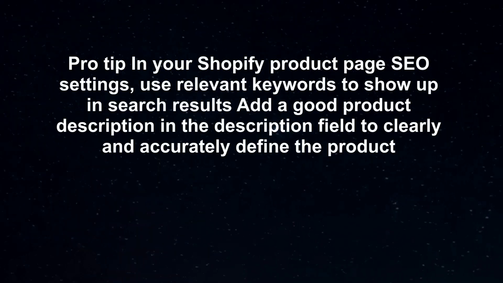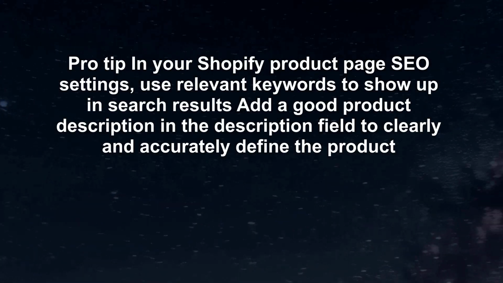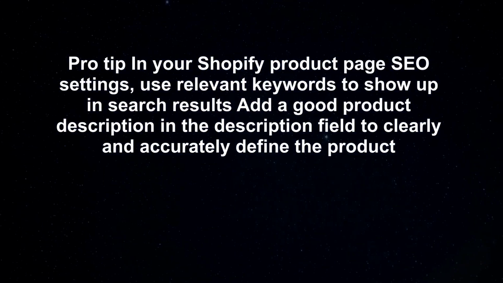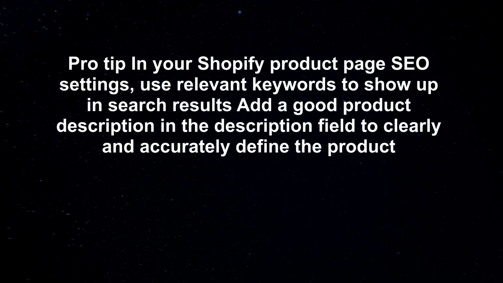Pro tip: in your Shopify product page SEO settings, use relevant keywords to show up in search results. Add a good product description in the description field to clearly and accurately define the product.